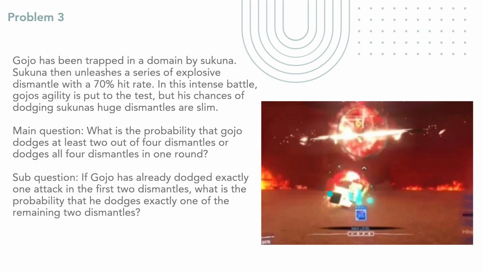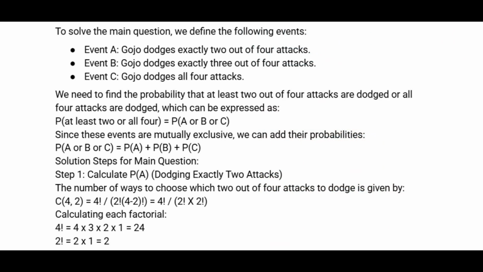Now for the last problem. Problem number 3. To solve the main question, we define the following events. Event A, Gojo dodges exactly 2 out of 4 attacks. Event B, Gojo dodges exactly 3 out of 4 attacks. Event C, Gojo dodges all 4 attacks.